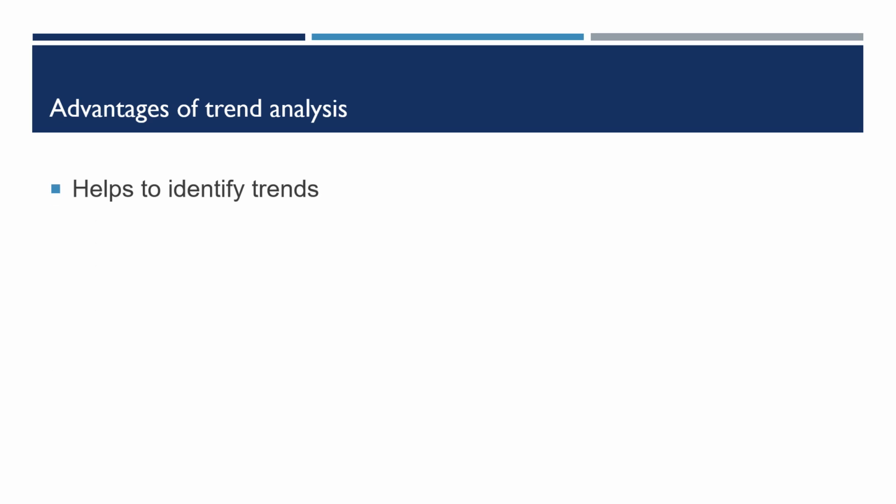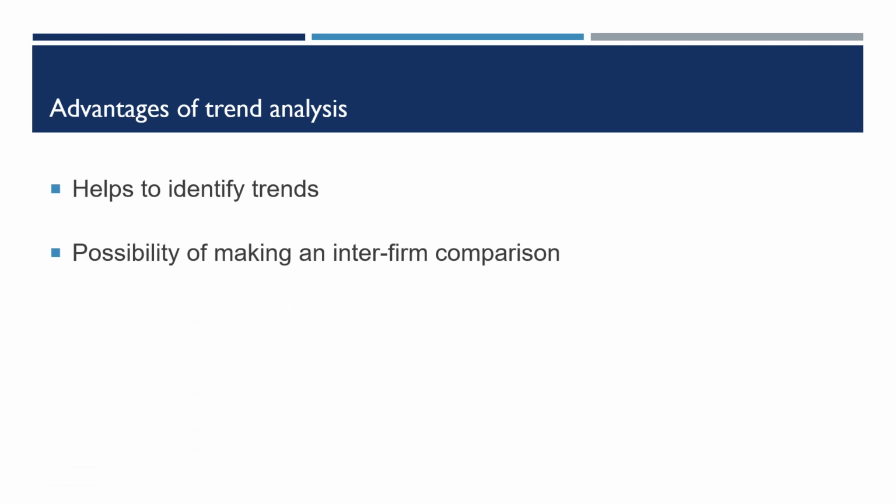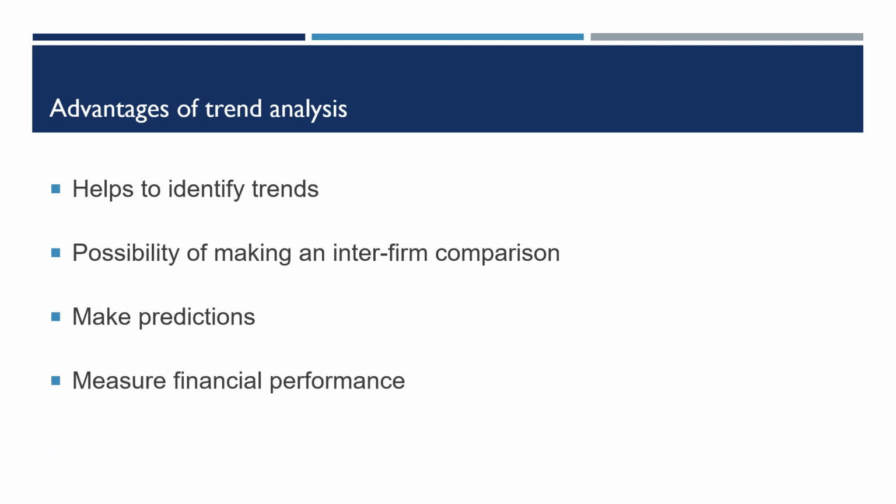Trend analysis can be used to identify the trends. It can be used to make inter-firm comparisons. As well as, trend analysis can be used to make predictions about the future performance of the company. And it can be used to measure the financial performance as well as it can be used as a tool to identify the liquidity position of a firm.